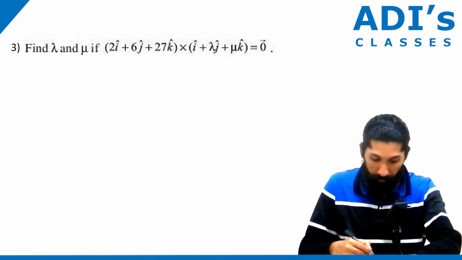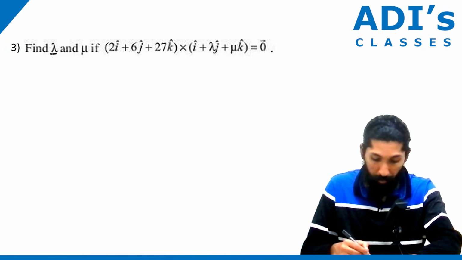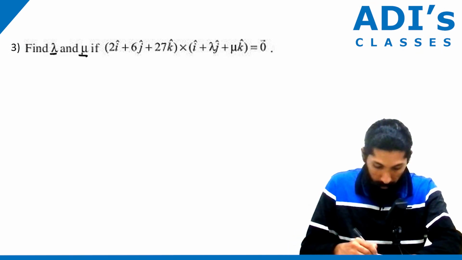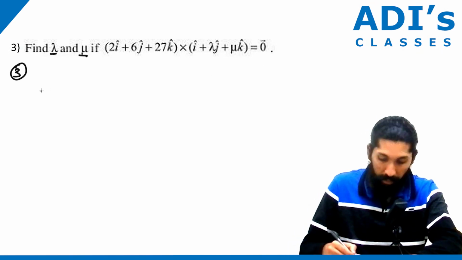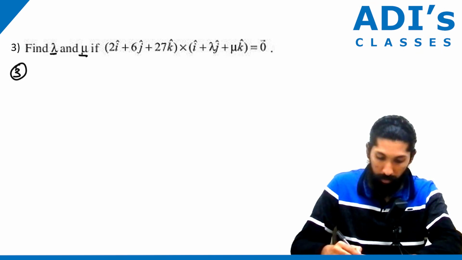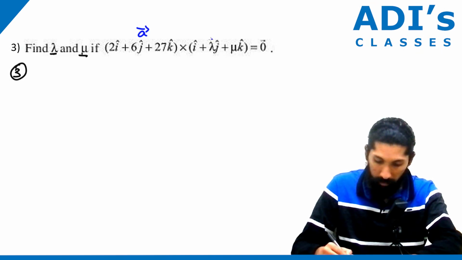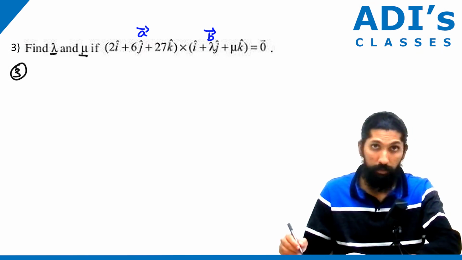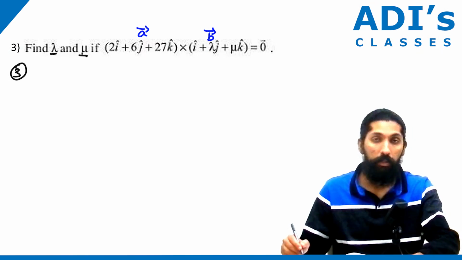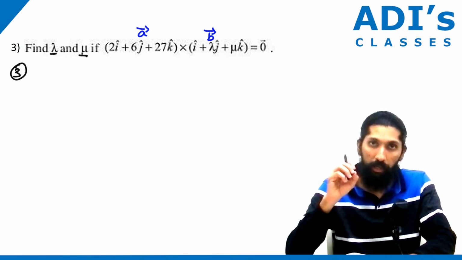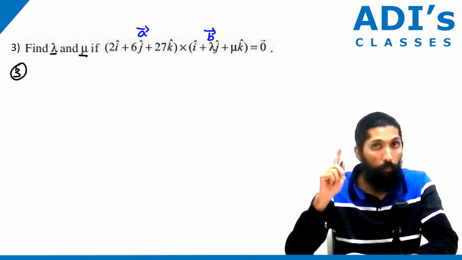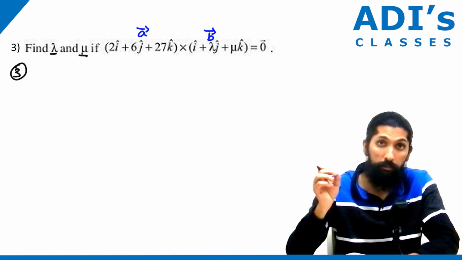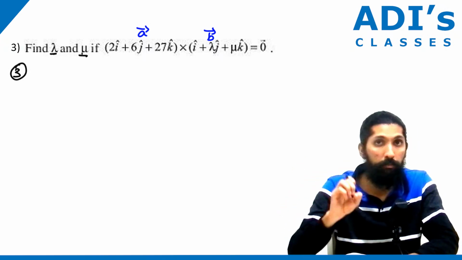See the third one. You have to find lambda and mu if this cross this is equal to 0. Again, we'll calculate A cross B. Let's assume this is vector A, and this is vector B. They're telling you that A cross B is 0, isn't it? Now, you can take it this way. A cross B is equal to 0. Here, vector A and vector B are non-zero vectors. That means the angle has to be 0.